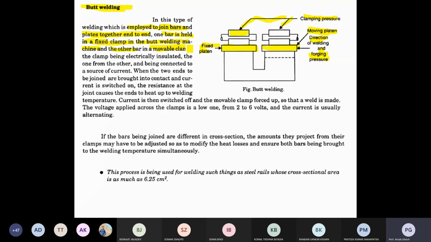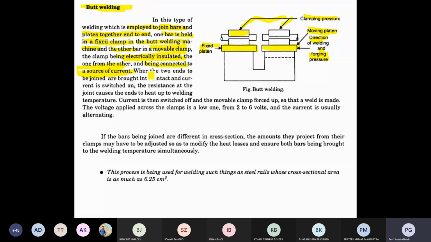The clamps are electrically insulated. Definitely they must be insulated, because if not, current will flow and you will get shocked. Basically the body should be insulated, otherwise if it is bare there is a high chance of faults as well as shocking problems. One end of each is connected to the source current, so current flows towards the fixed workpiece and the movable workpiece.